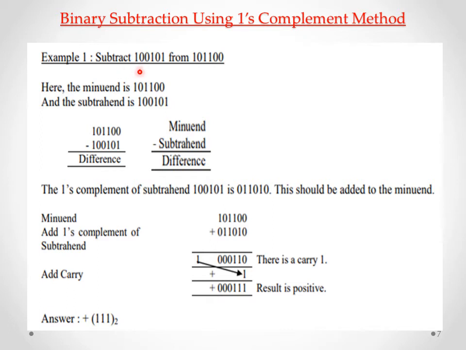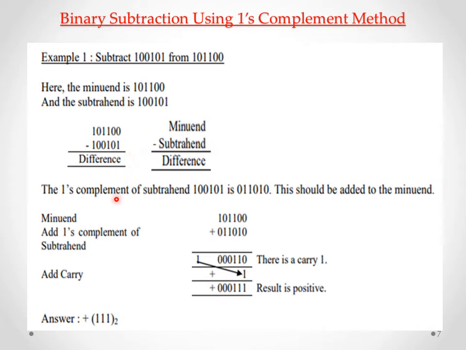Now subtract 100101 from 10110 by using ones complement method. Here the minuend is 10110 and the subtrahend is 100101. So I am writing here minuend and subtrahend.